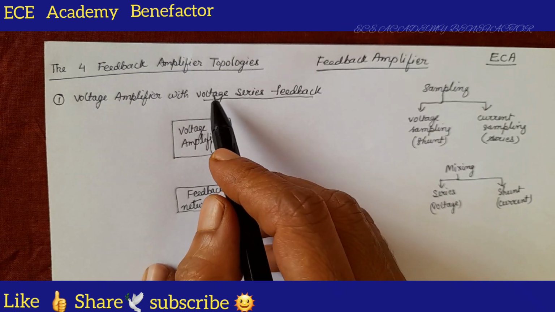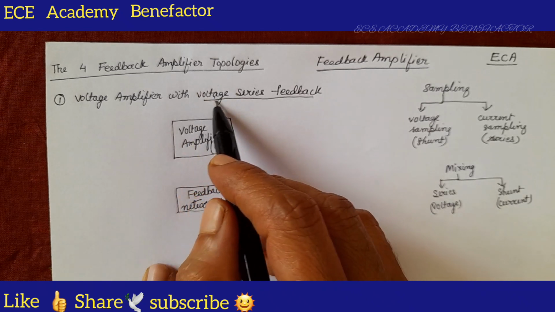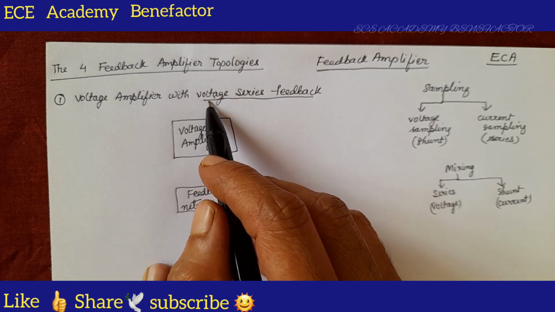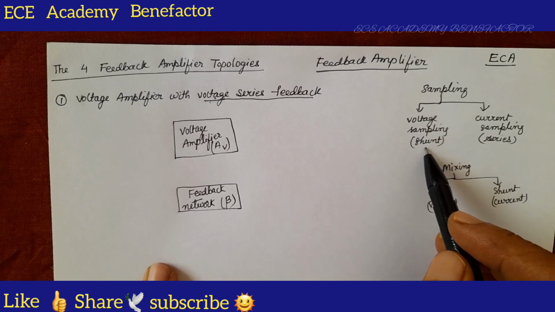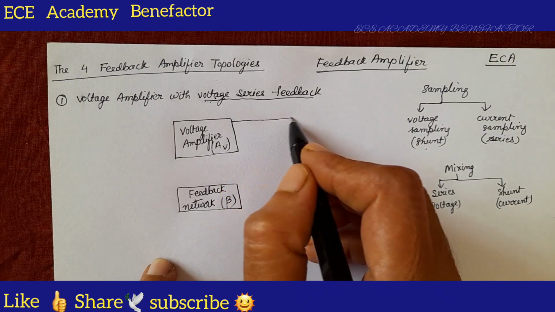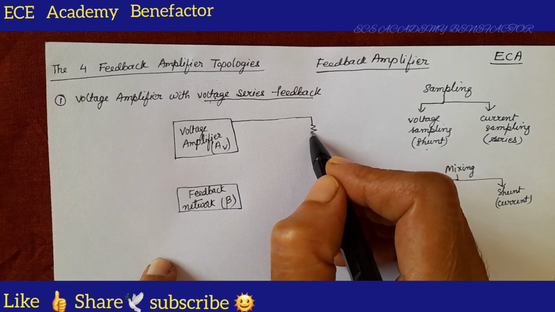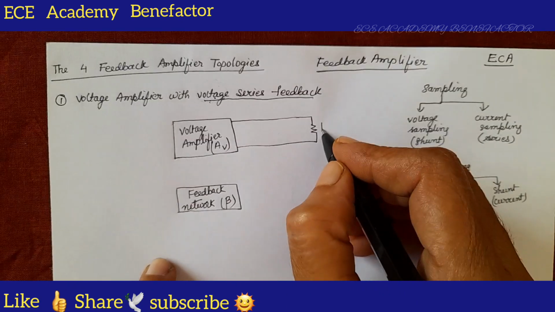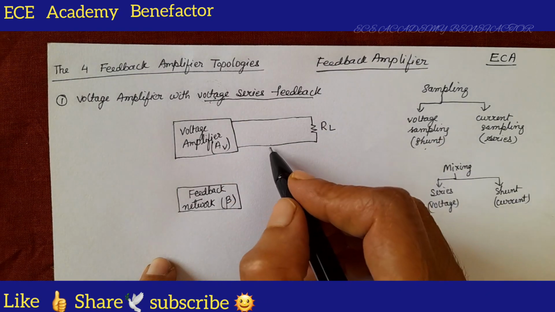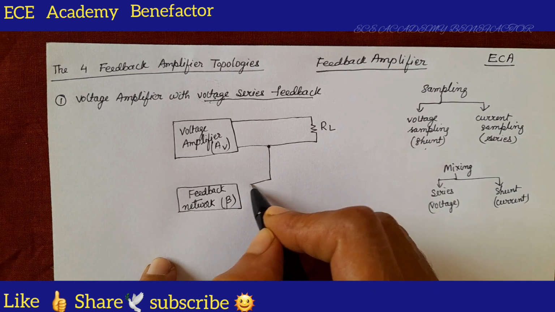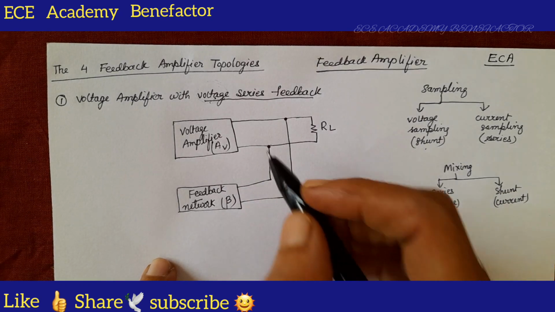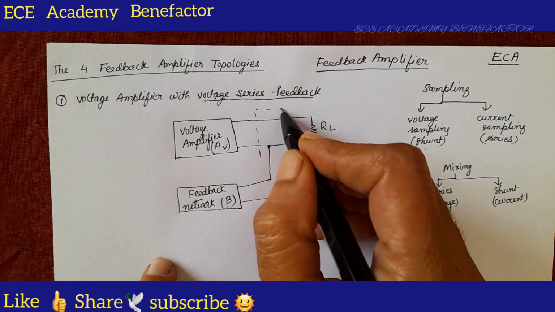Now we connect. For a voltage series, the first word tells the sampling. What sampling is done? Voltage sampling. If it is voltage sampling, what is the connection? It should be shunt connection. This is the output side of the amplifier, and we connect a load resistor RL. Sampling is done at the output side, so how is the connection? Shunt connection. So we connect in this way. This is the voltage sampling connection.